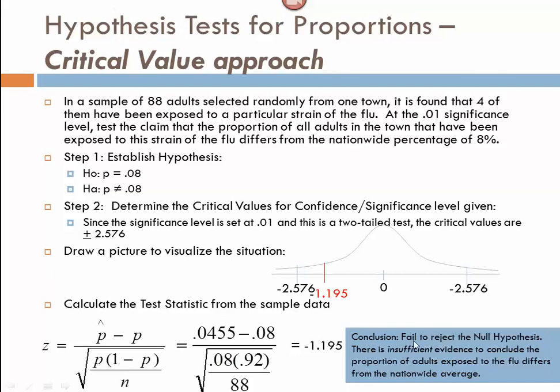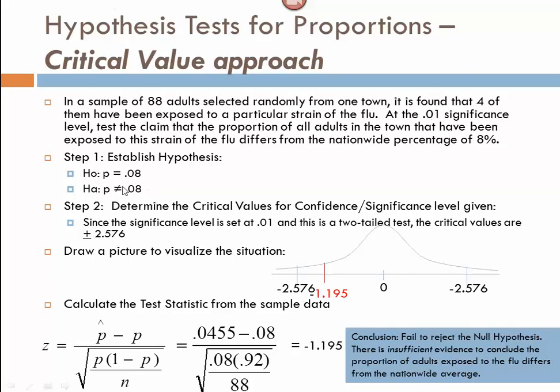Whenever we talk about rejecting or failing to reject something, it should always be in terms of the null hypothesis. Fail to reject the null. If we fail to reject the null, we say there's insufficient evidence, and then we write out our conclusion based on what the alternative said.